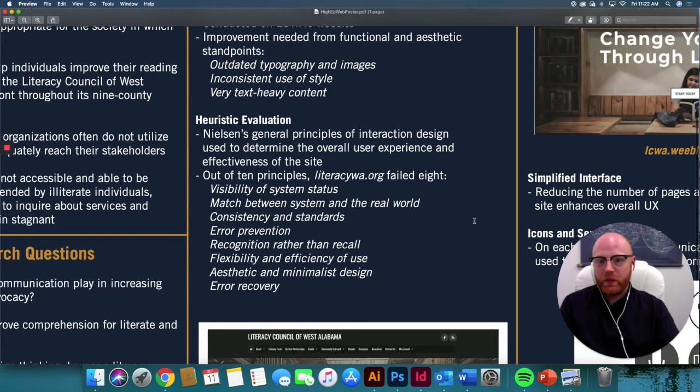And then the second research method we used was a simple heuristic evaluation. This is Nielsen's general principles of interaction design, how people are interacting with your site. Does it work the way it's supposed to? There are 10 principles in a standard heuristic evaluation. LiteracyWA.org, which is the Literacy Council's website, failed in 8 of those categories. And again, these all relate to the standard user experience, not let alone the user experience of someone who cannot read or write at a high level. I use these failures as a way to guide those solutions and hopefully address those adequately.